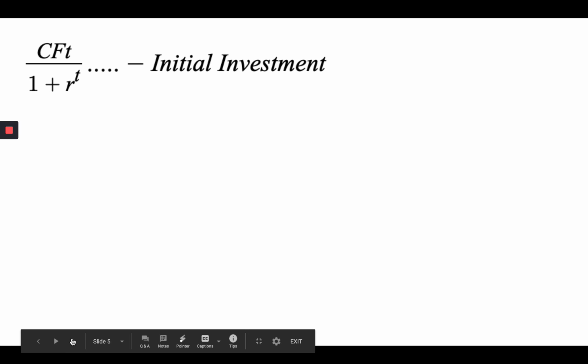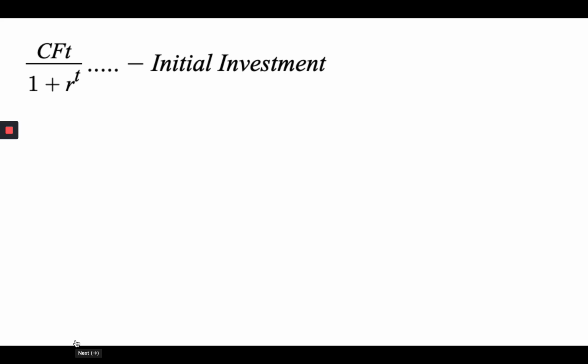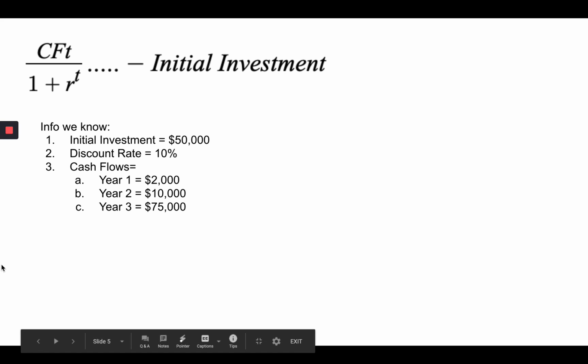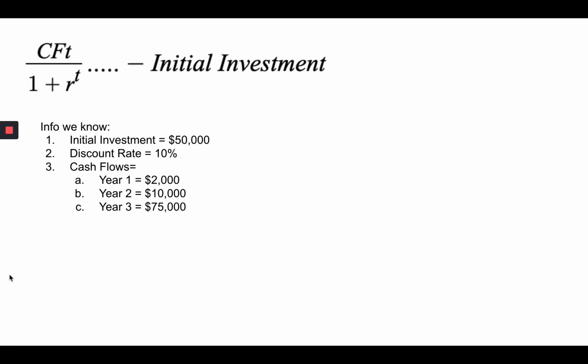First, I'm going to write out the formula, right? And we have 3 different periods, so we're going to add 3 different cash flows over (1 plus r) to the t. Essentially, after I write down the equation, I try to figure out the info that we know, right? So the initial investment is $50,000, the discount rate is 10%, and the cash flows for years 1, 2, and 3 are 2,000, 10,000, and 75,000.